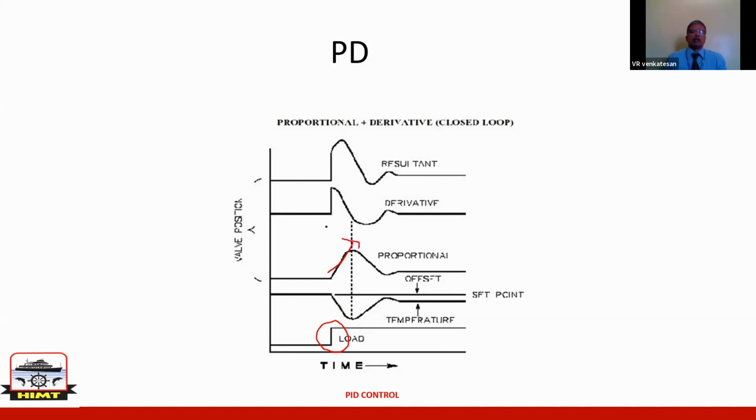But what happens with the derivative control? You get the output immediately. Proportional alone gives this much, derivative gives this much, so together you get this. But you can see offset is still there because integral is missing. So quick response is possible, but you'll still get steady state error with P plus D.